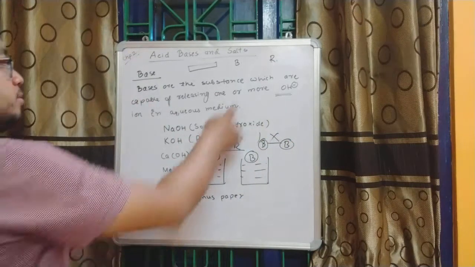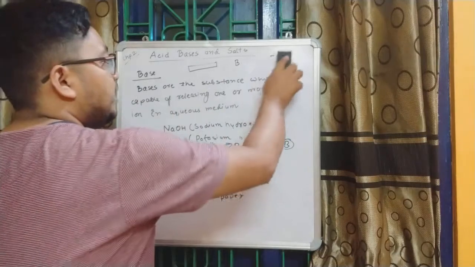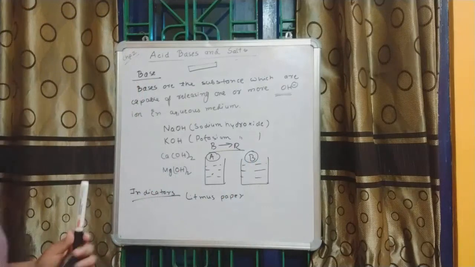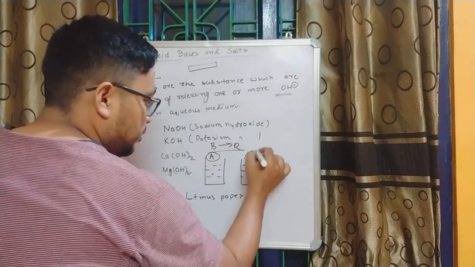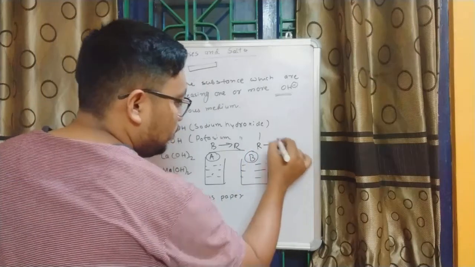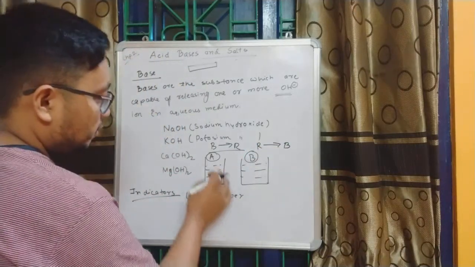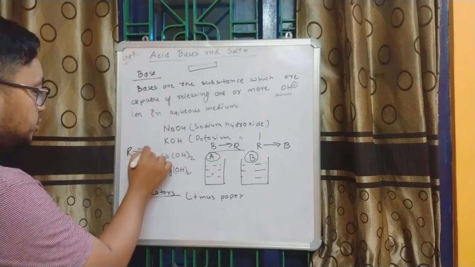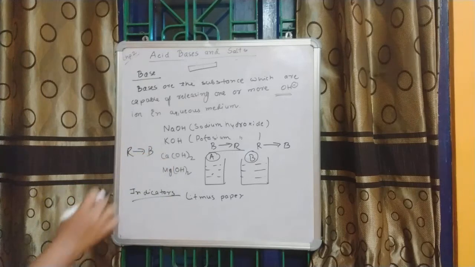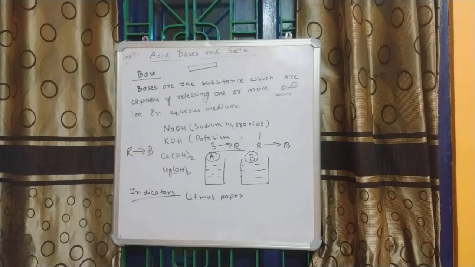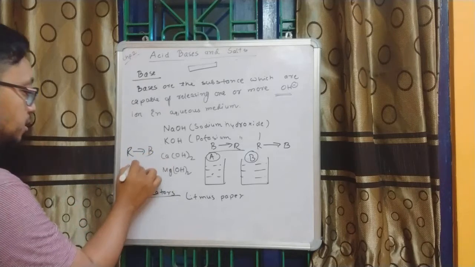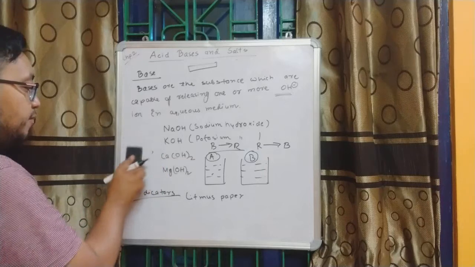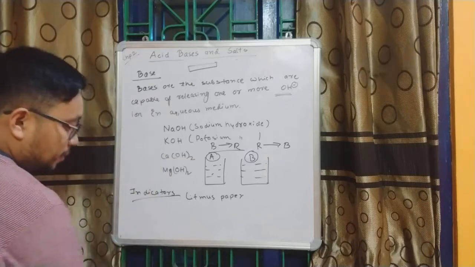Now for the second type, we also have red litmus paper. When we take red litmus paper and dip it inside a base, the red color changes into blue. If you do the same with an acid, there will be no change, because red cannot be changed into blue by an acid. Red can be changed into blue only by a base. Acids cannot change its color, so the color will remain the same. So we have one indicator, litmus paper.